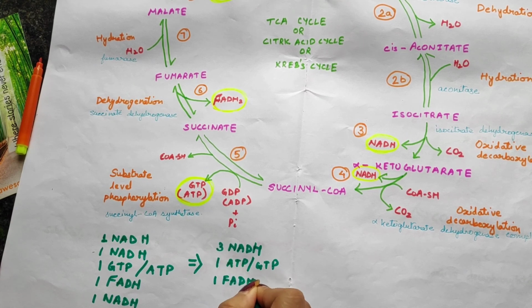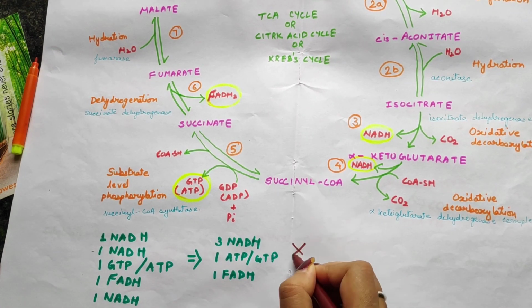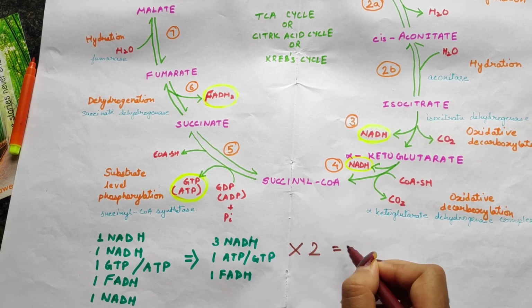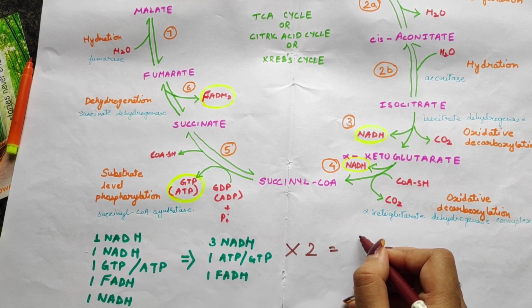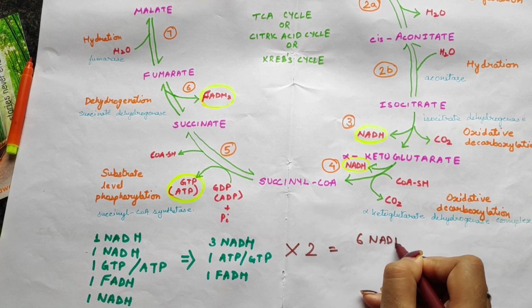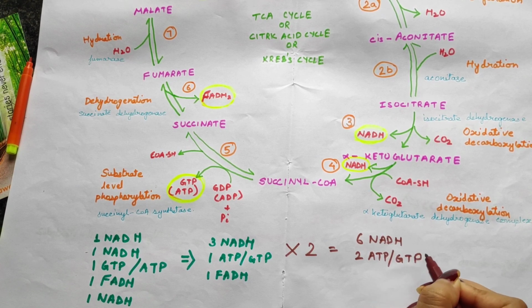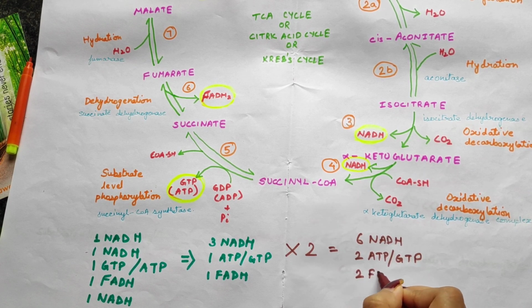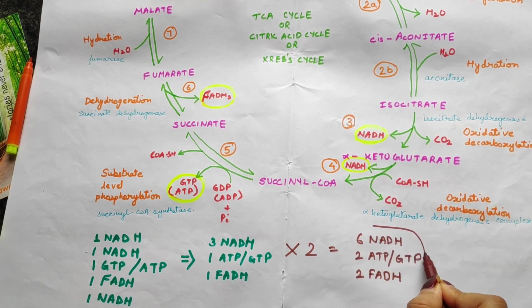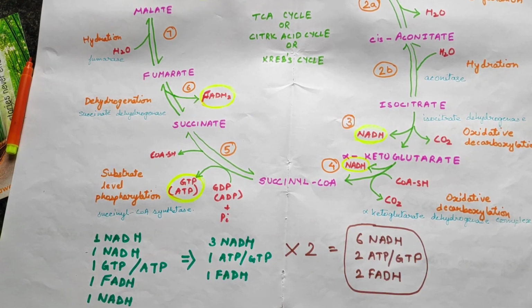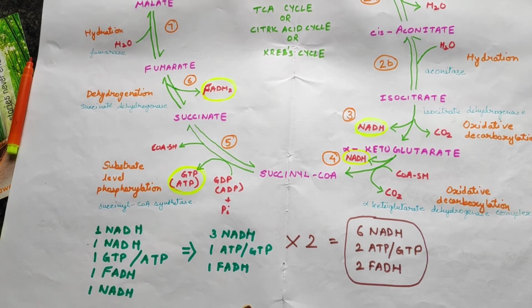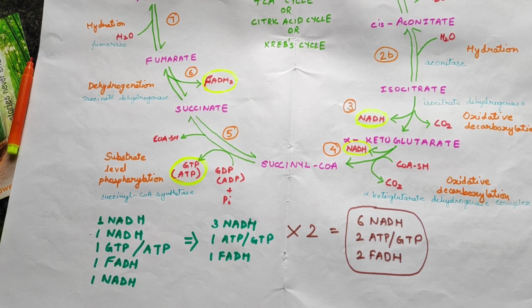So this is what we are getting from the reaction with 1 acetyl-CoA. Now I had already told you that this was from 1 molecule of pyruvate actually, but since from 1 glucose molecule we get 2 molecules of pyruvate, 2 molecules of pyruvate will be converted into 2 molecules of acetyl-CoA, so this cycle will go on twice for each molecule of glucose. So into 2 if we do, finally we get 6 molecules of NADH, 2 molecules of ATP or GTP and 2 molecules of FADH2.